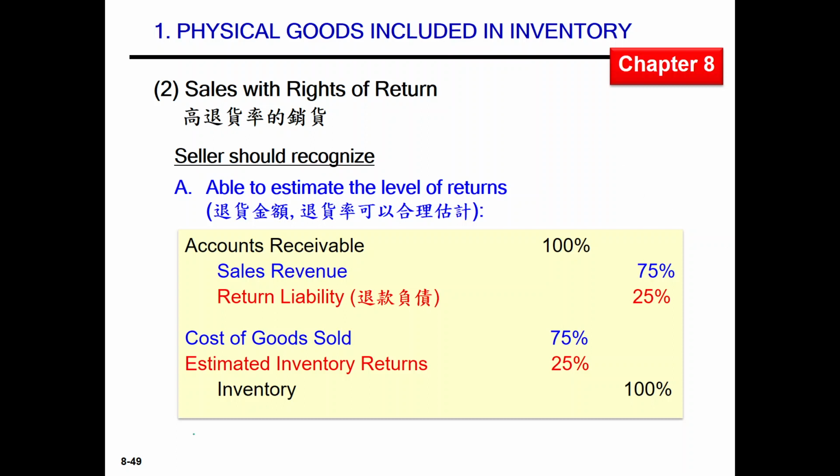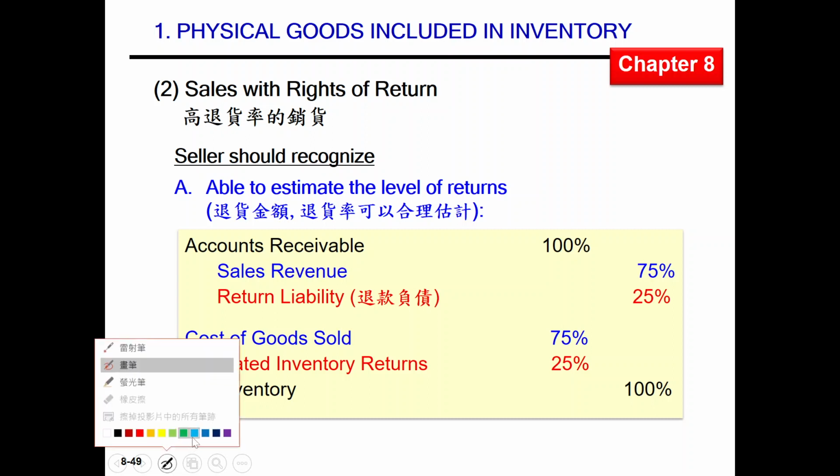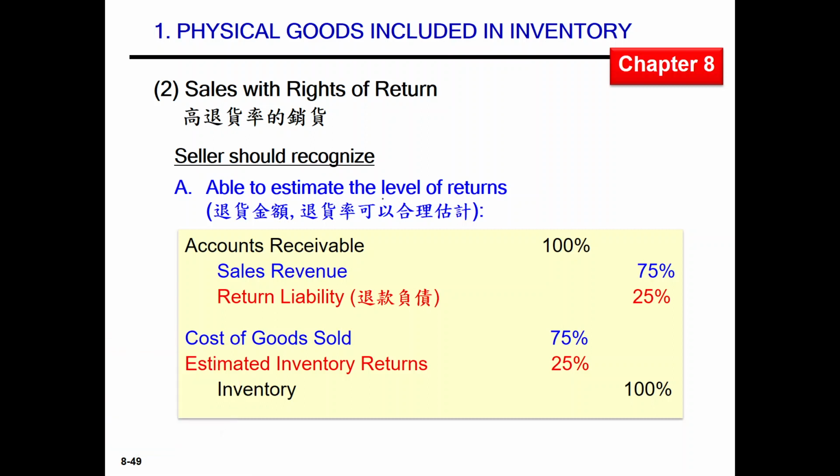So if we could estimate the level of return, in this case we estimate maybe 25%. That 25% of inventory will return to you, if we still remember. So that's why we record our true sales. The true revenue we expect is only 75, and that 25% will return back to you. Okay.